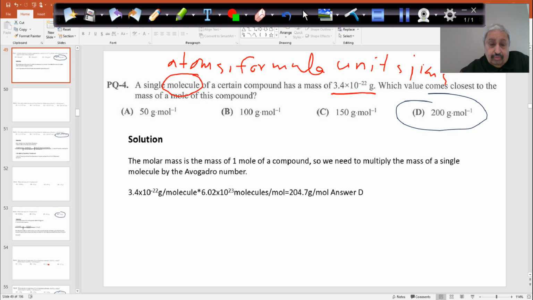So I put the answer here. Sorry. Wait, what did I do? I put the answers there, but the answer is already circled. I did not realize that was the answer. I'm sorry. But yes, the answer is D.